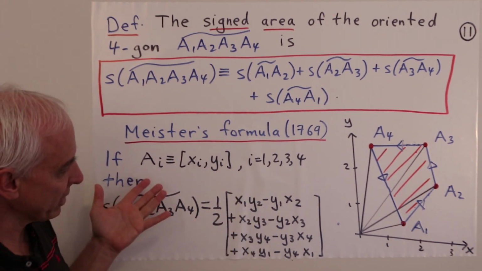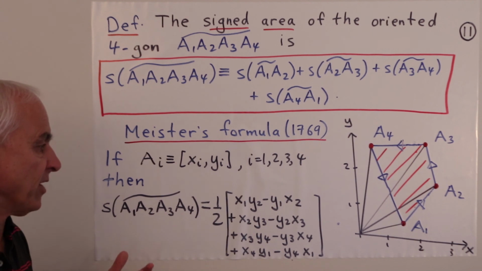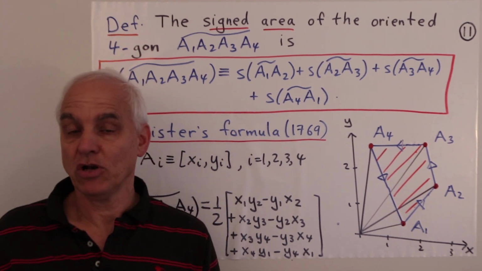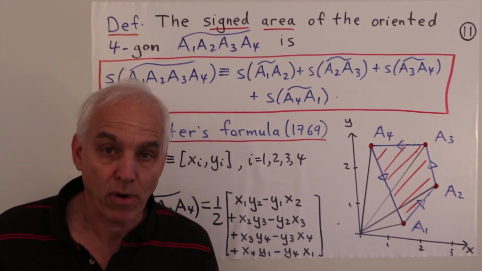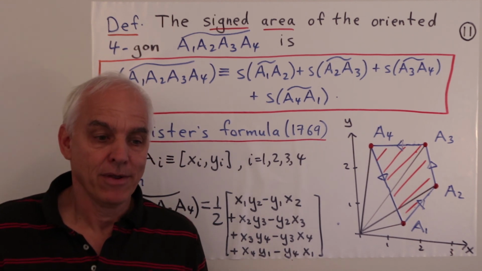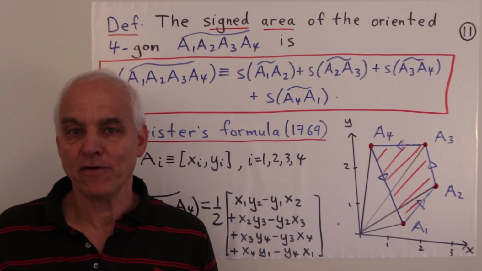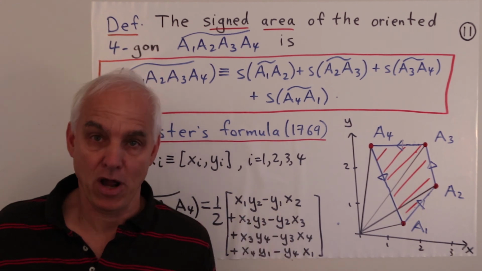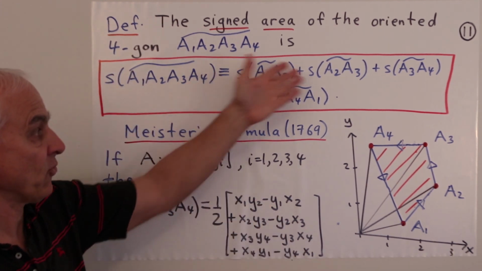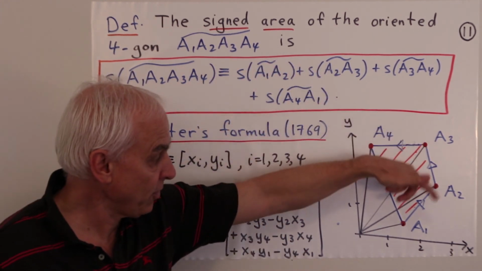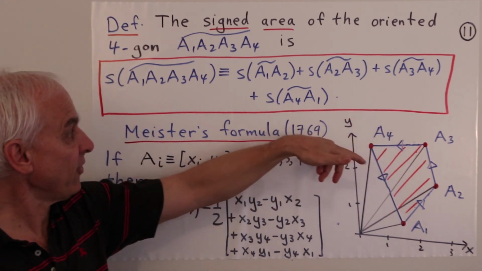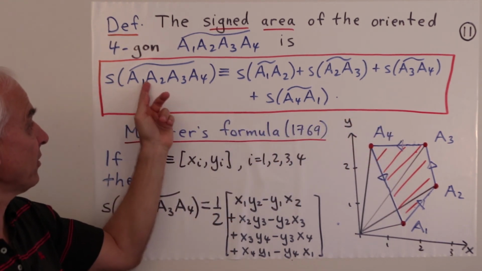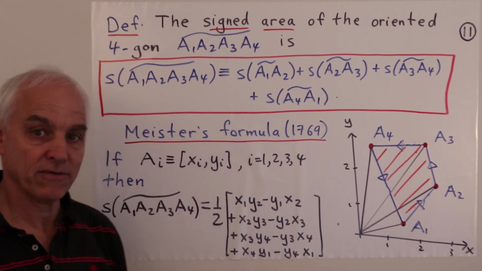And the beauty of this formula is that once you understand it, you can see that it's sort of automatic how to generalize it to more than 4 points. We can now talk about the signed area of an arbitrary oriented n-gon. And it's exactly the same story. We just cycle through the various oriented sides, starting from the first, going to the end, and then coming back to the first one.